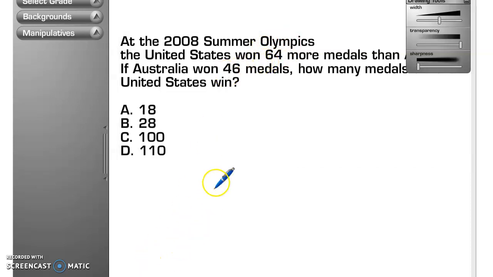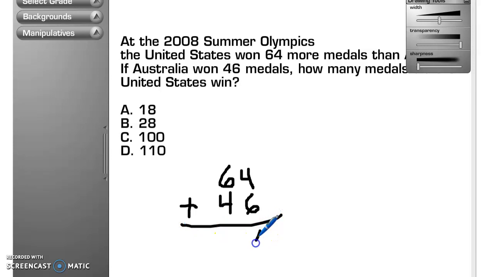So what I'm going to do is take 64 and add 46, because again, that clue word more tells me that that's that kind of problem. So when I add these two together, 4 plus 6 is 10, but I carry the 1 up here. 6 plus 4 is 10, 10 more is 110. So my answer is 110, which is letter D.